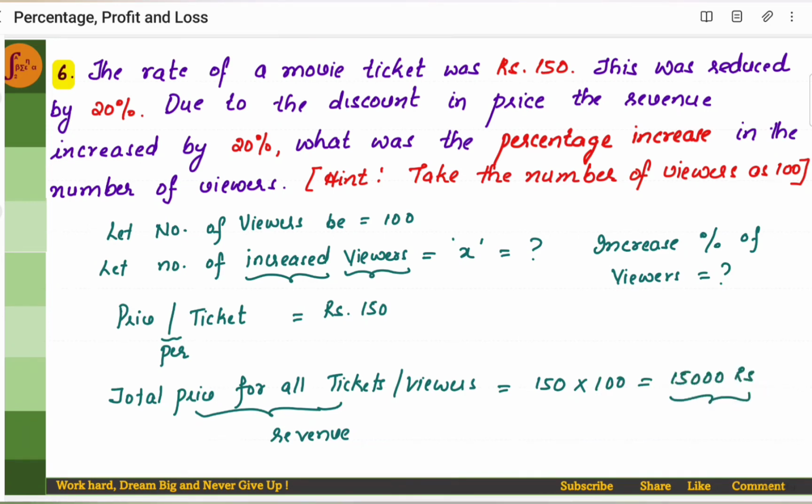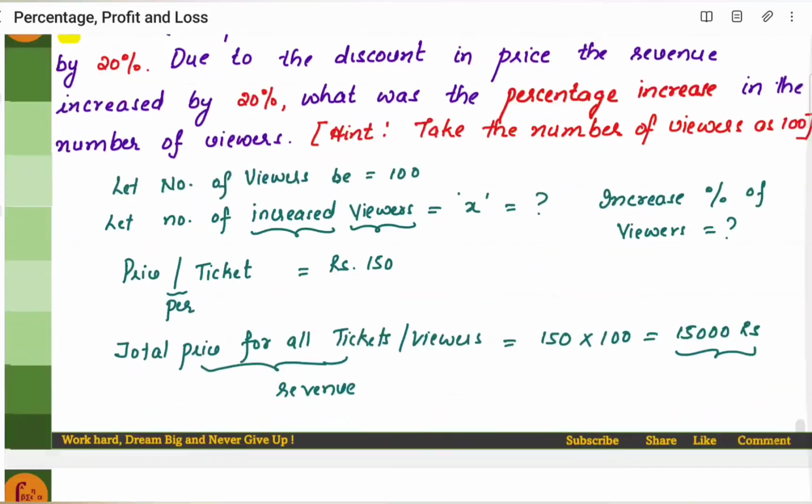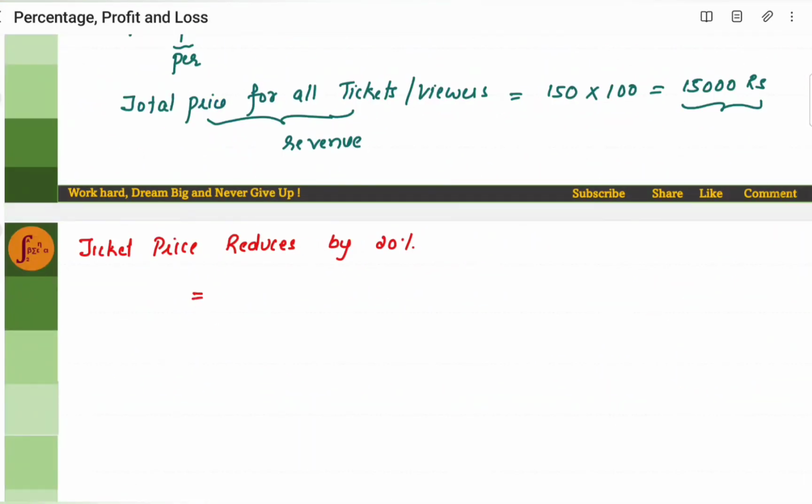Now, what is the next step? The ticket price was reduced by 20%. That means, what is the ticket price originally? 150 rupees. From this, 20% gets reduced. 20% is 20 by 100. 20% of what? 20% of the ticket price itself, 150. So this is nothing but 150 minus 30 rupees, which is nothing but 120 rupees.